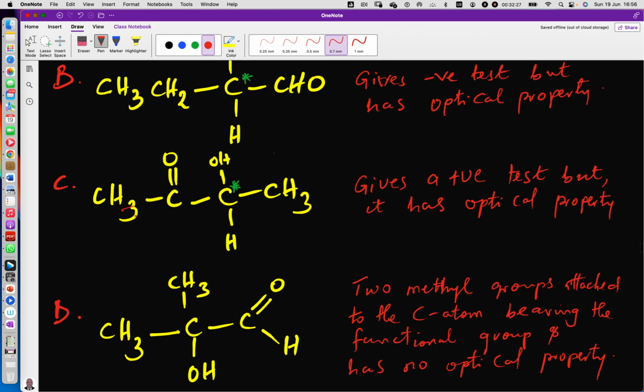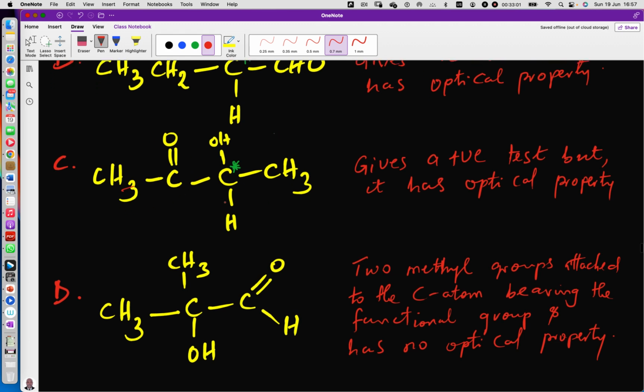C will give a positive test because it has a methyl group attached to the carbon that has a functional group. But C also has an optical activity, because it has a carbon atom attached to 4 different groups: OH, CH3, H, and this other group. All these we consider as different groups under the carbon.